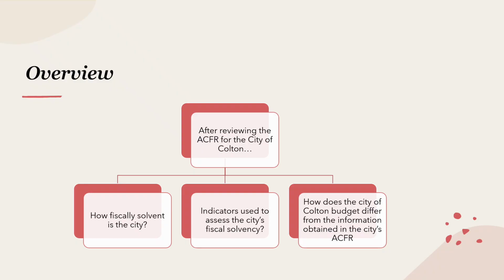Some of the things I will be reviewing are how fiscally solvent is the city of Colton, which is the city that I did choose, some indicators that were used to assess the city's fiscal solvency, and how the city's budget differed from the information that was obtained in the city of Colton's ACFR.